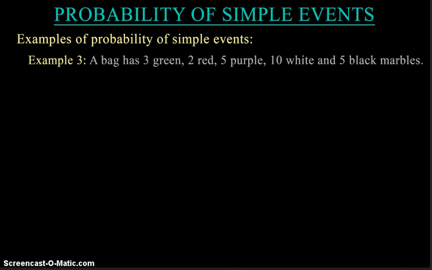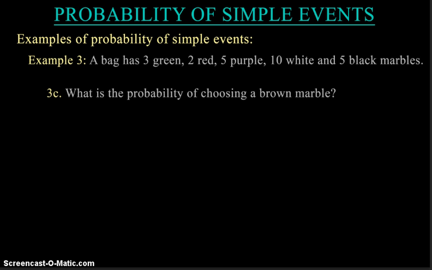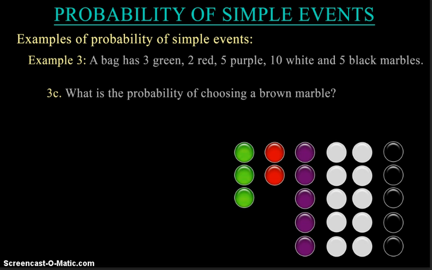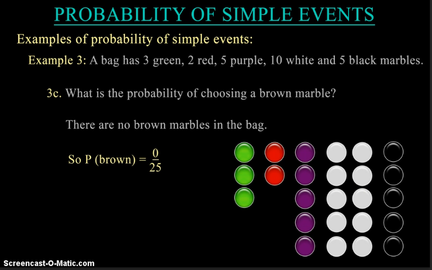Let's move on to question 3C. What is the probability of choosing a brown marble? So kung makikita natin dito, sa mga marbles natin wala namang brown, di ba? Walang brown. So there are no brown marbles in the bag, and the probability of picking or choosing a brown marble is 0 by 25, or 0 divided by 25, that is equal to 0, and that is impossible to happen or to occur kasi wala namang brown marble dito. So pag impossible to occur, that is 0.